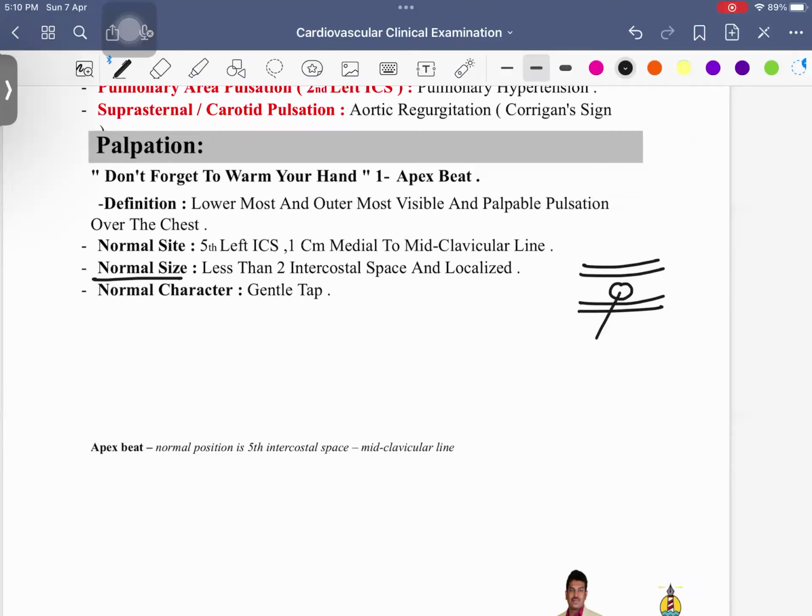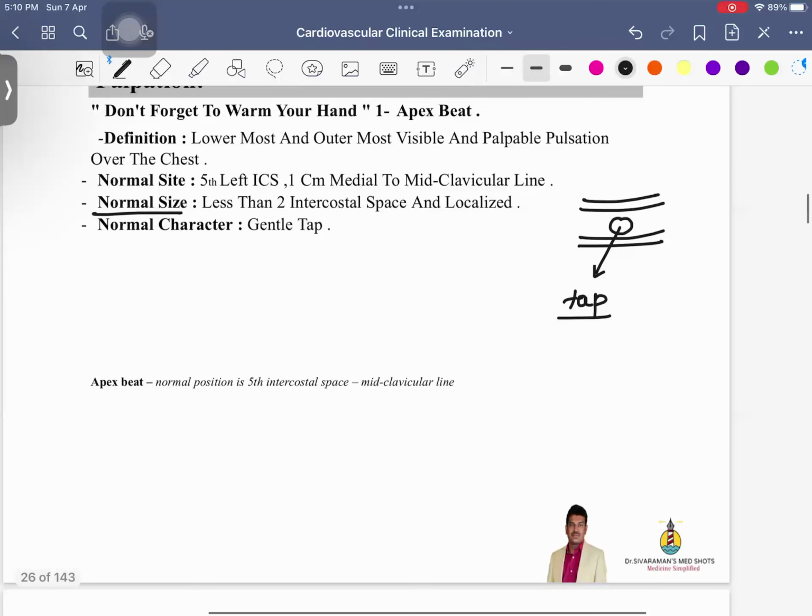And it will be felt as a gentle tap, tap, tap, in the fifth intercostal space. It is between the two ribs, and you are going to feel the apical impulse in an area of 1.25 centimeter by 1.25 centimeter.